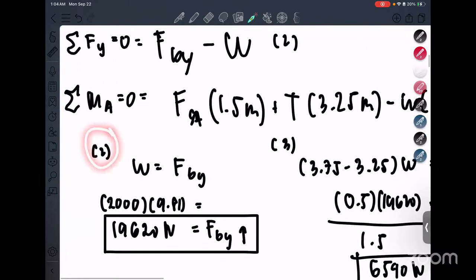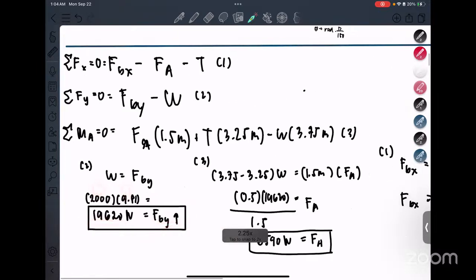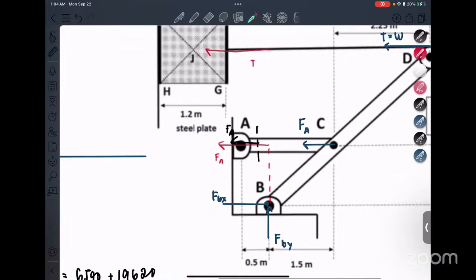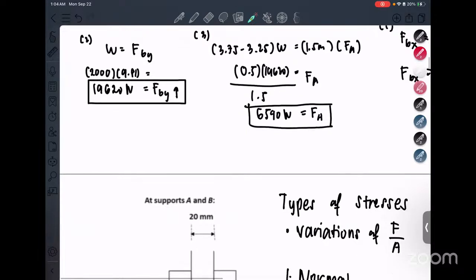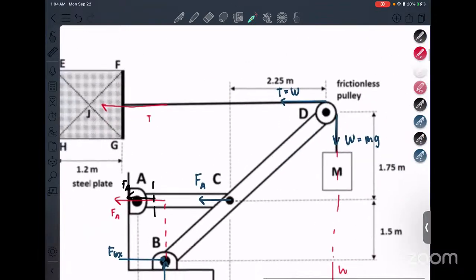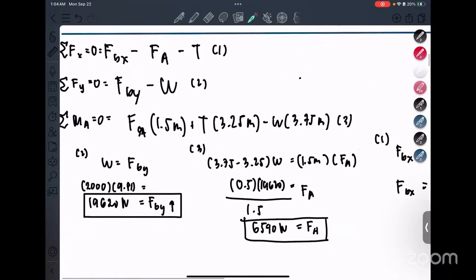Rearranging equation number two, we get W equals FBY. W is equal to mass times g. Because it's a positive value, our initial assumption was correct. It is in fact pointing upwards, creating a compressive force on this member. So that's equation 2 done. Equation 3, if you notice, is equal to the weight, and we said weight is a known quantity. We can solve for it, so that's one equation, one unknown.